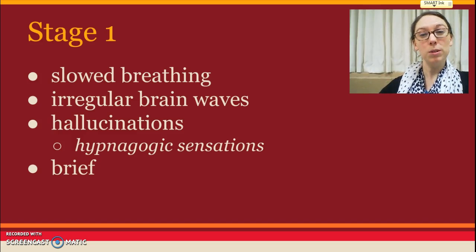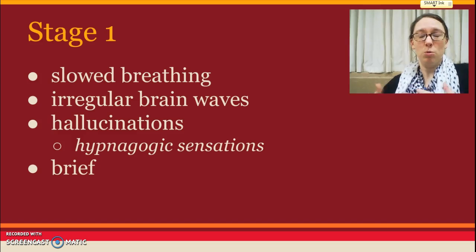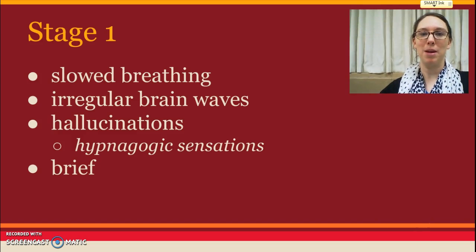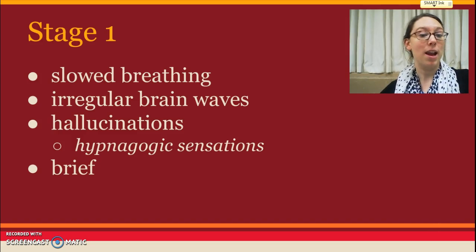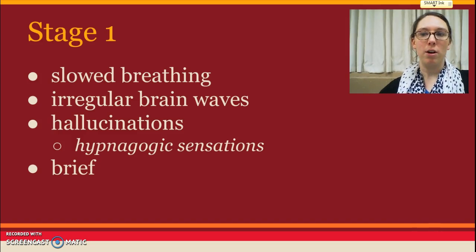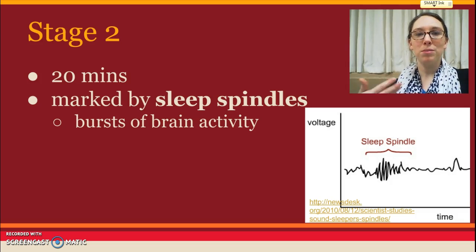Some people in stage 1 will experience hallucinations. You might not realize they're hallucinations. They're more specifically called hypnagogic sensations. You know that feeling you get as you feel you're asleep and then you jerk awake because you felt like you just fell off a cliff, that falling sensation? That's a hypnagogic sensation. It's actually a hallucination. Your brain is giving you that false sensory sensation of falling when you're not actually falling. And stage 1 tends to be very, very brief. We move from stage 1 into stage 2 if all goes as planned.